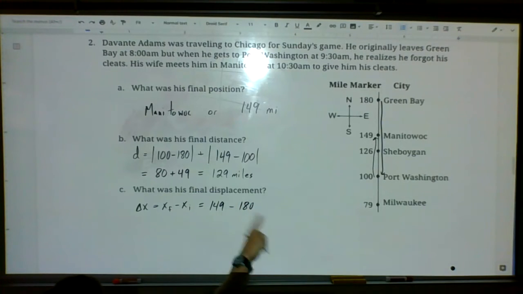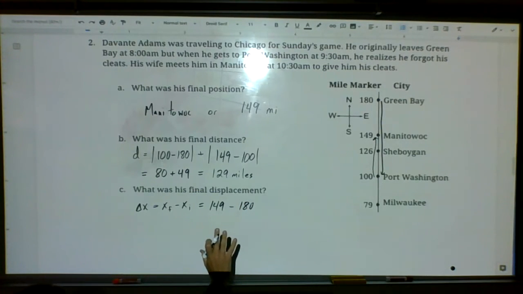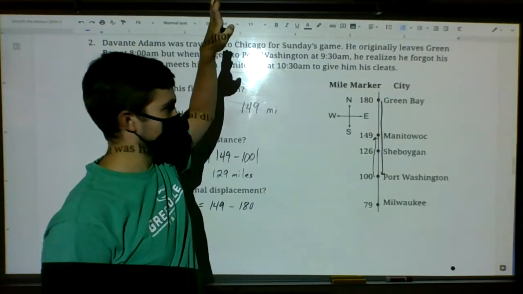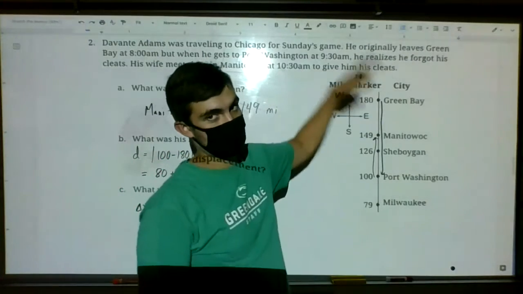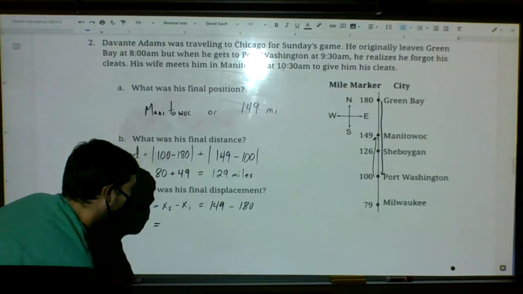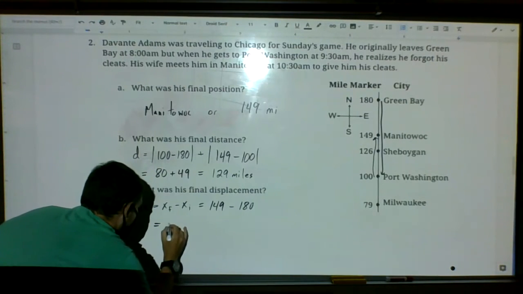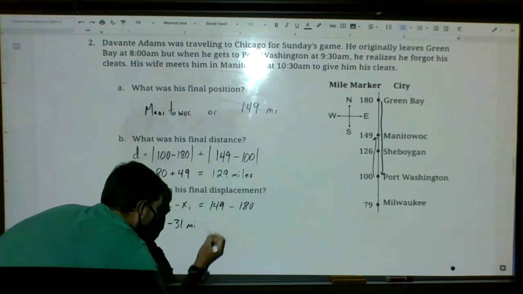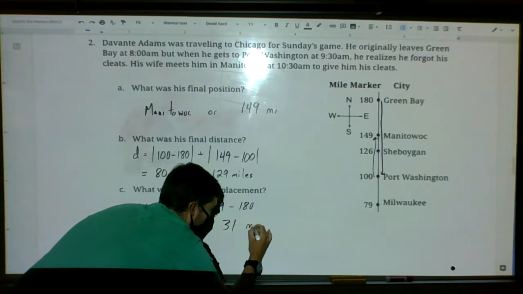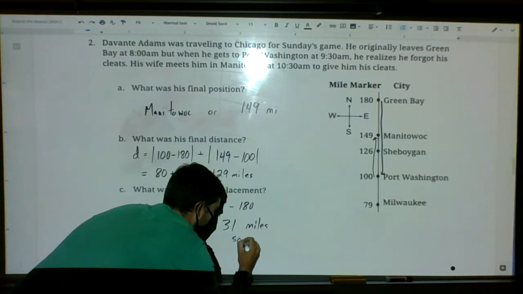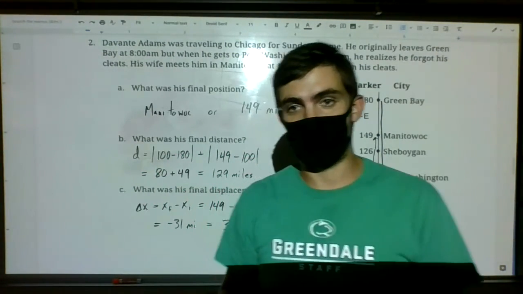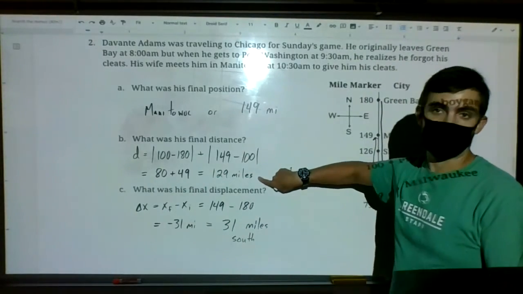And so here, there's no absolute value because we want to keep track of whether Davante Adams' overall change in position was south or north. So this is going to get us a negative answer, which is negative 31 miles. Another way to understand this would be he traveled 31 miles south. Or really, he ended up 31 miles south of where he started, because he traveled a full 129 miles.